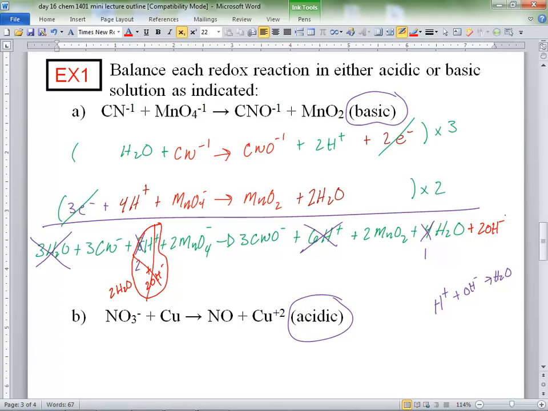Okay, so if I have 8 H pluses, I have to add 8 OH minuses to both sides. Okay. Oh, did I screw up my waters now? I did, right? Because I had 1 here. I'm running out of colors.